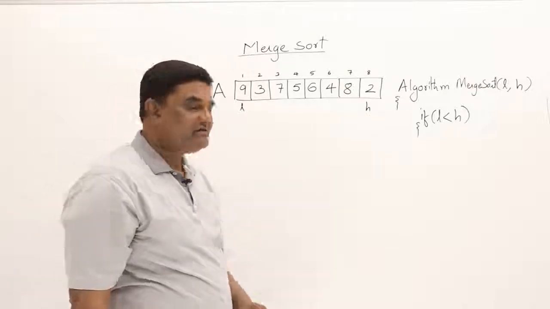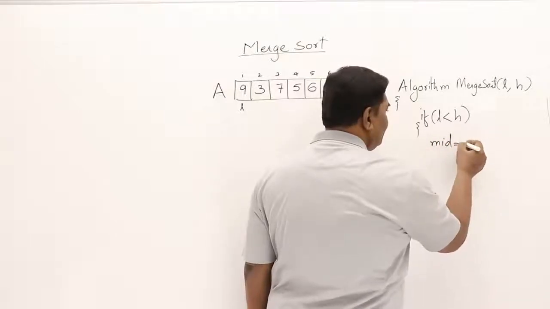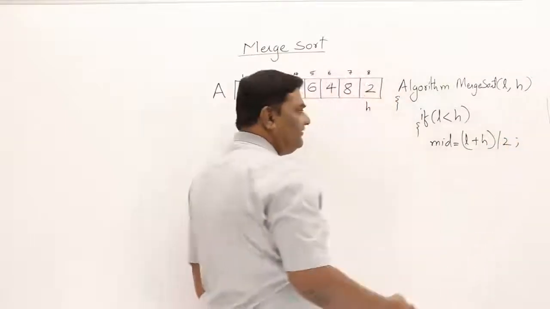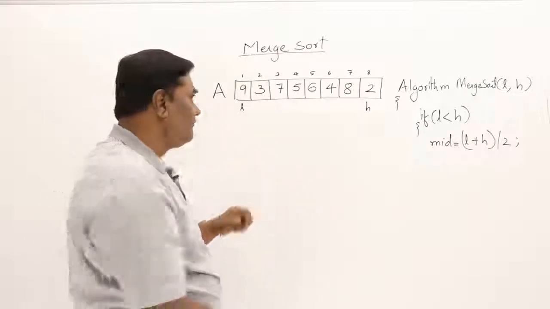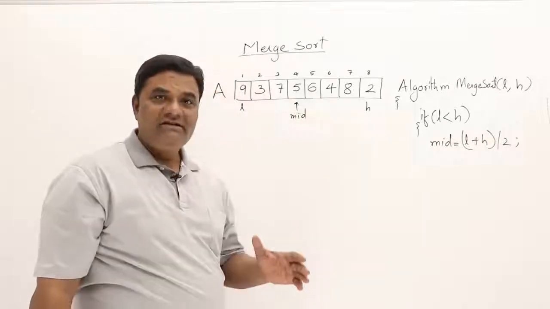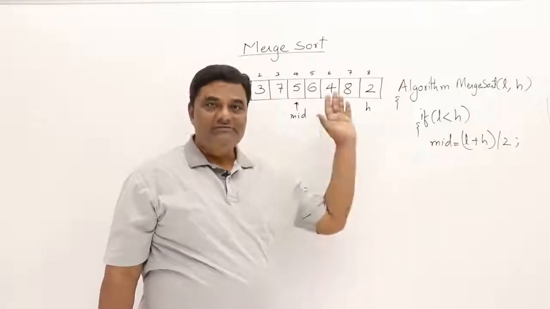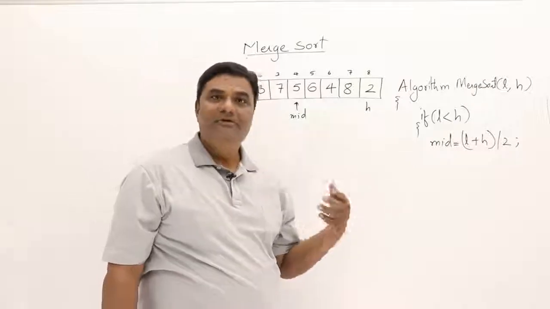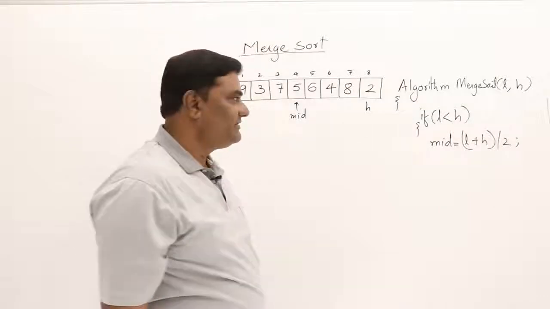So the list is large. If low is less than high, then we will find mid, that is low plus high by 2. What for are we finding mid? Like if I find 1 plus 8 by 2, that is 9 by 2, I get 4. So this will be mid. What for? We say that this problem is large, so we break it into two sub-problems. That's why we find mid. Then what to do with the left hand side? Perform merge sort recursively. Perform merge sort on the right hand side recursively.